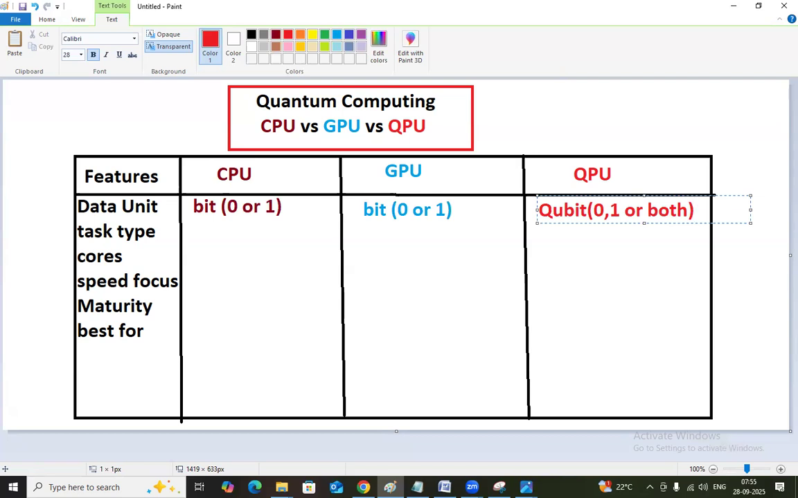First of all, I am talking about the data unit. In the part of data unit, CPU and GPU are classical computers, but QPU is a superposition quantum computer. Classical computer, quantum computer. Quantum computers have qubits, not bits. That is the first point you have to understand.